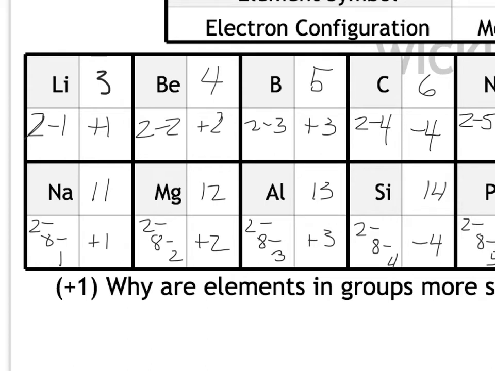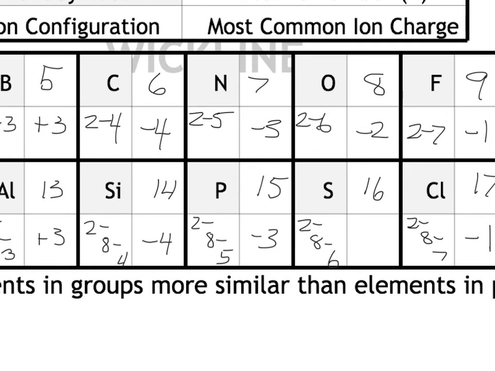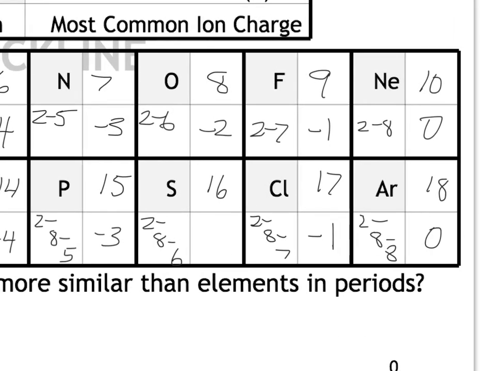So elements in group 1 are positive 1. Elements in group 2 are positive 2 for their ion charge. Elements in group 3 are positive 3. In group 4, it switches to negative 4, and that means that they gained 4 electrons. And in group 5, negative 3, they gained 3 electrons. And group 6, they are both going to be negative 2, meaning that they gained 2 electrons. And group 17, or 7, they're going to be negative 1 because they gained 1 electron, and then group 18, 0 because they gained none.